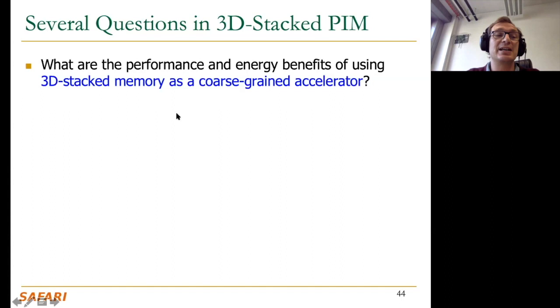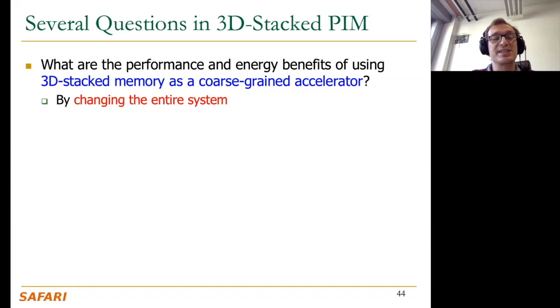So there are two major questions here that we're going to look at. The first is, what are the performance and energy benefits of using 3D stacked memory as a coarse-grained accelerator for some applications by changing the entire system? So whenever you have a research task at hand and you're envisioning the future, it's always good to imagine two things. First is, I have no limitations. I can change the entire system.